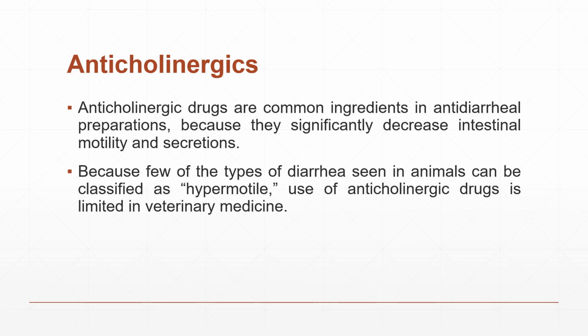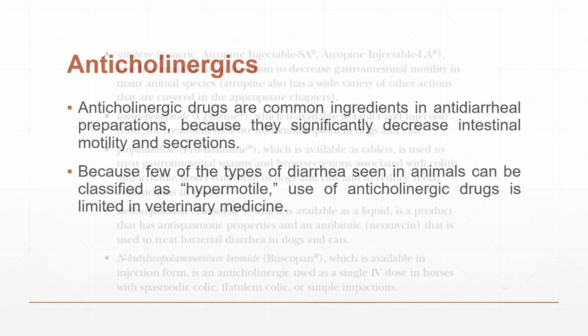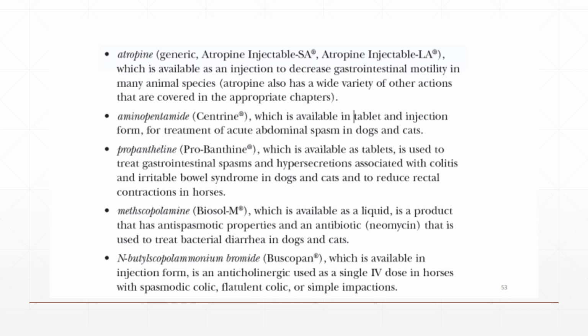Anticholinergic drugs are common ingredients in antidiarrheal preparations because they significantly decrease intestinal motility and secretions. Because few of the types of diarrhea seen in animals can be classified as hypermotile, the use of anticholinergic drugs is limited in veterinary medicine. These are the examples of the anticholinergic agents that are used as antidiarrheals. The first one here is atropine. Atropine will decrease the GIT motility in many animal species.